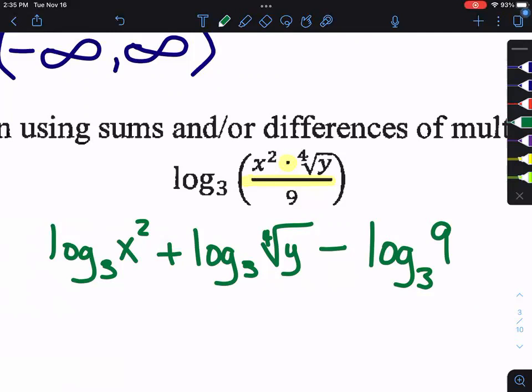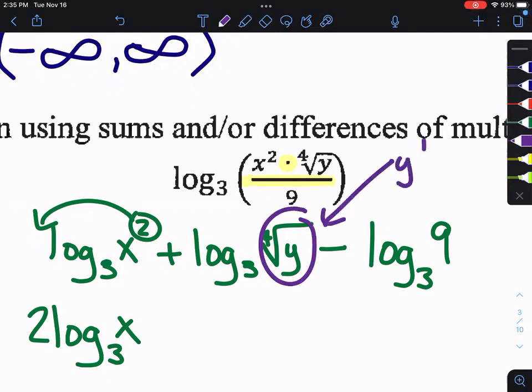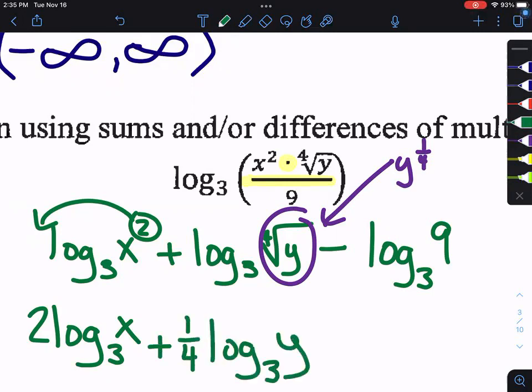So now to keep expanding, we need to take this exponent, bring it down out front. So 2 log base 3 of x, that's finished. For the middle one here, remember that this 4th root is the same thing as y to the 1/4 power. That 1/4 gets brought down out front. So 1/4 log base 3 of y.